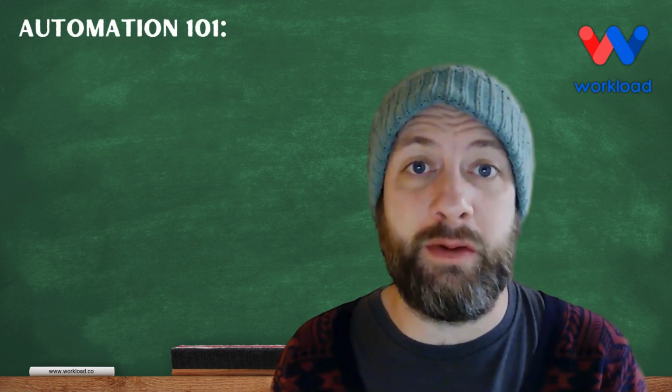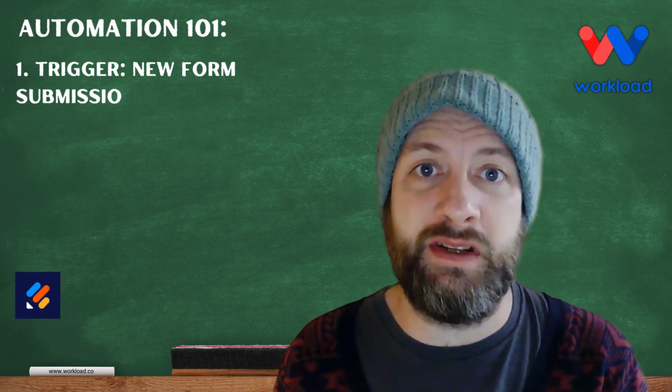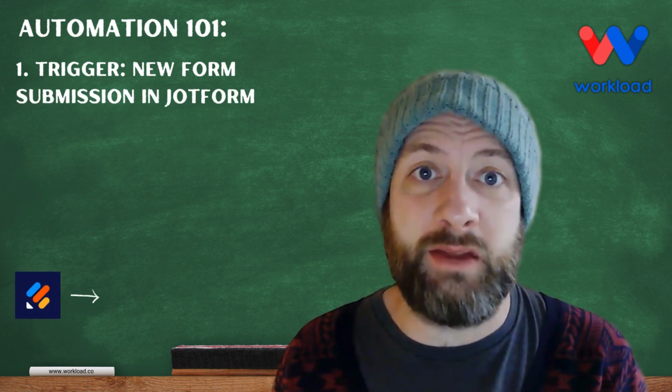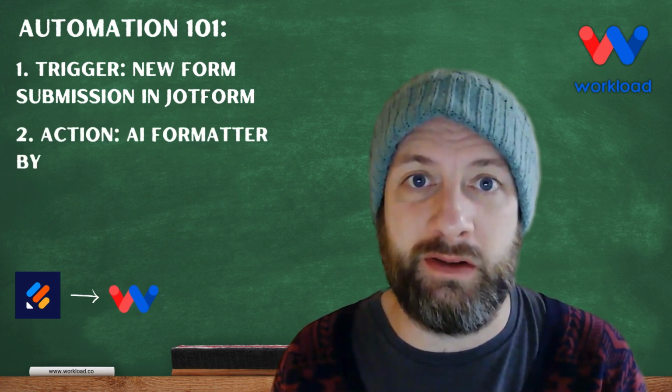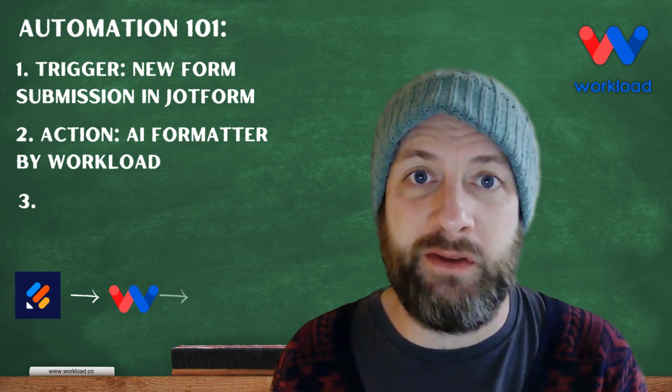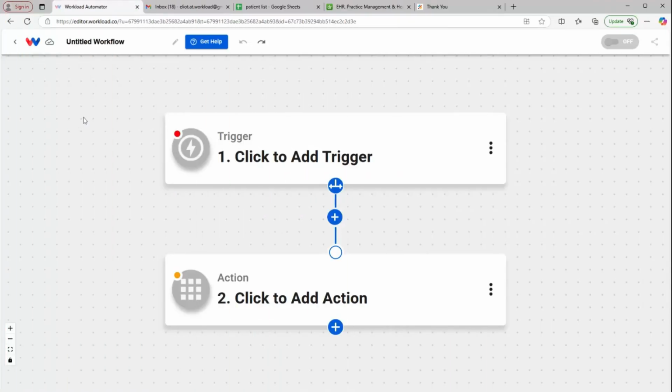In this video, we're going to be building a workflow, starting with the trigger of a new form submission in Jotform. Then we're going to take the response from that trigger and filter it through our AI formatter by Workload. Once we have that filtered response, then we're going to create a new patient in DrChrono. All right, let's get to work.